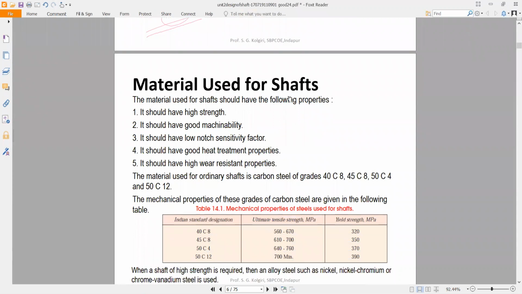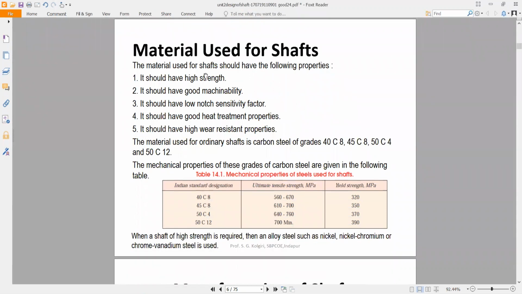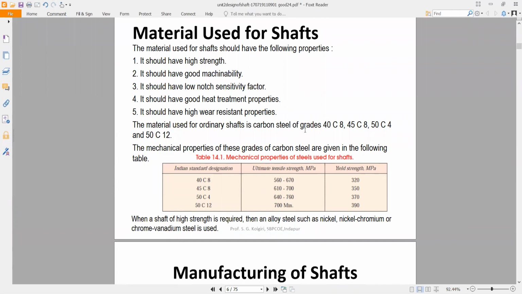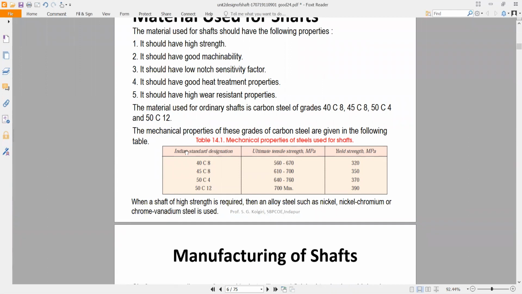This is the material used for the shaft. Why do you want to find the best one for the shaft? Because it connects two parts under high load. So you need high strength, good machinability, low notch sensitivity factor, and good heat treatment and resistance properties. This is a sample: they use carbon steel grades. This is the table with different standard grades, which have different ultimate tensile strength and yield strength. From here we can see that it's quite high.